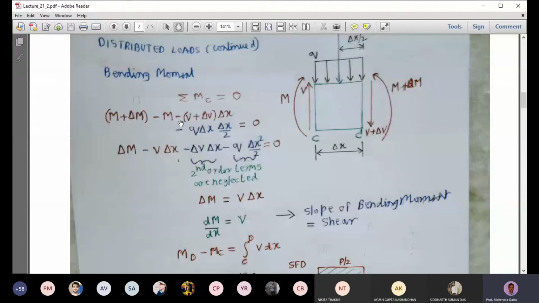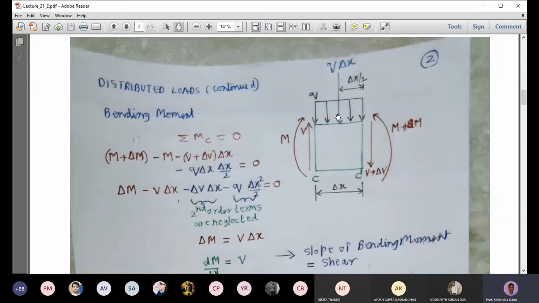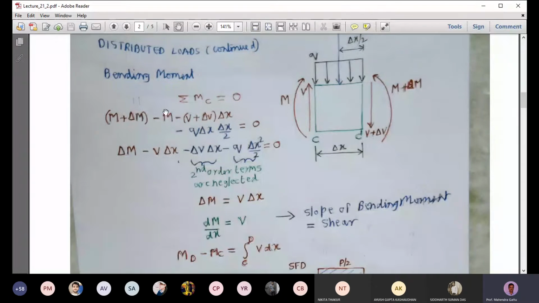So we are writing minus V plus delta V times delta X, and then we have this distributed load, which we are treating as a concentrated load acting at the center. So this will produce again anti-clockwise moment. So Q delta X into delta X by 2 about this section C. So that we have minus Q delta X into delta X by 2. So what we can do, we can cancel out this M and M term, and we are left with delta M, and we have minus V delta X minus delta V delta X minus Q delta X square by 2.